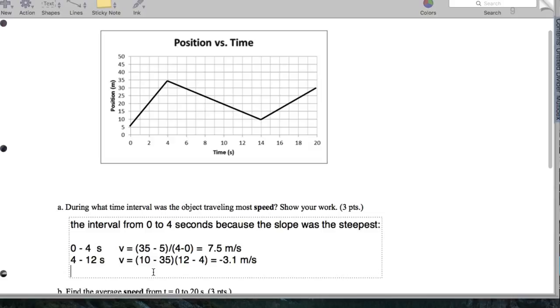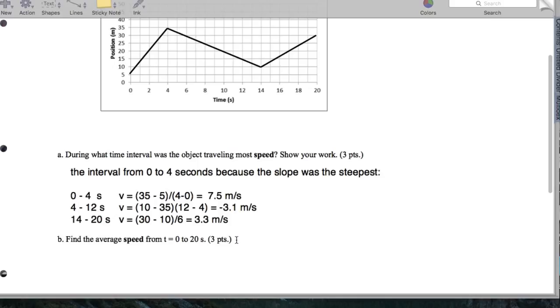And then for the very last part, going from 14 to 20 seconds, rise over run is going to be 30 minus 10 divided by 6. And that's going to be 3.3 meters per second.